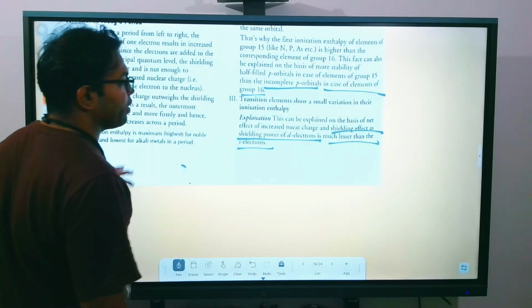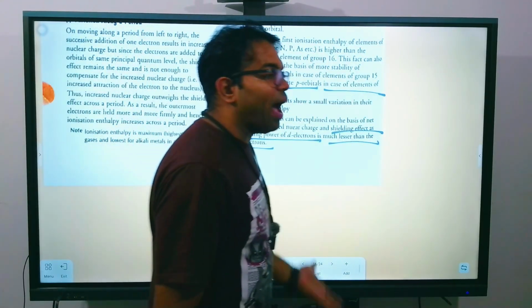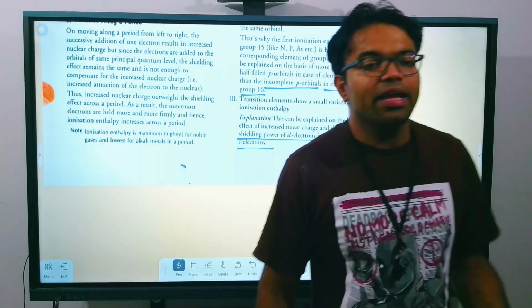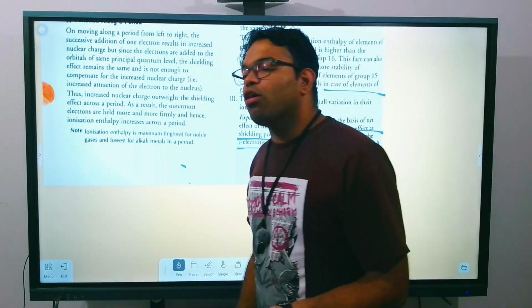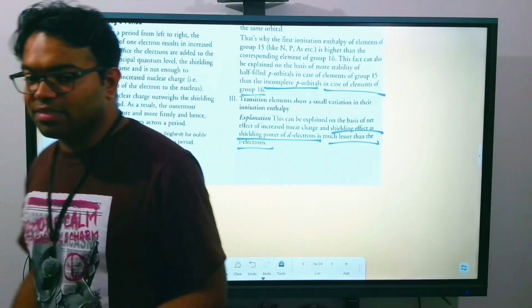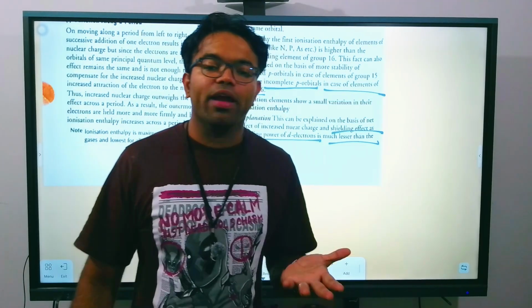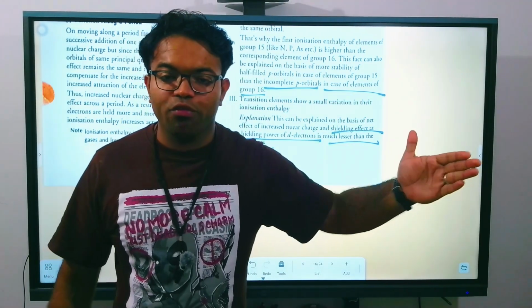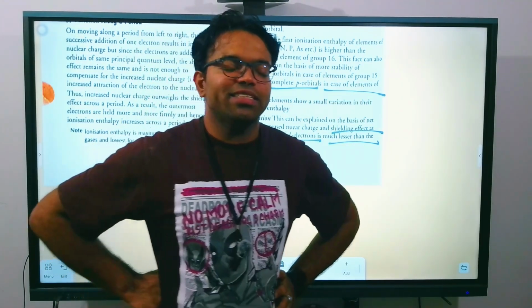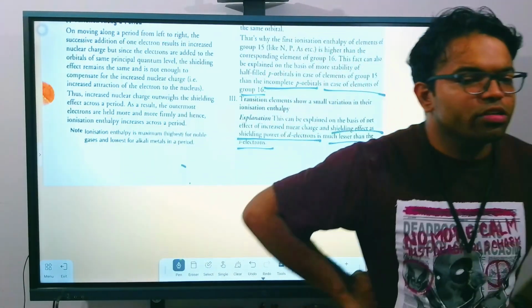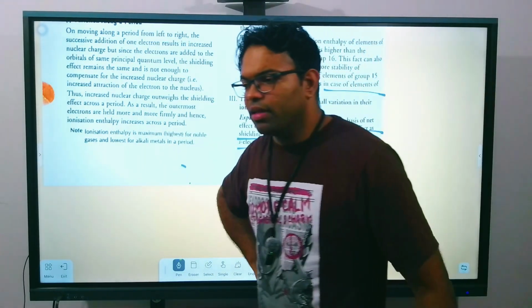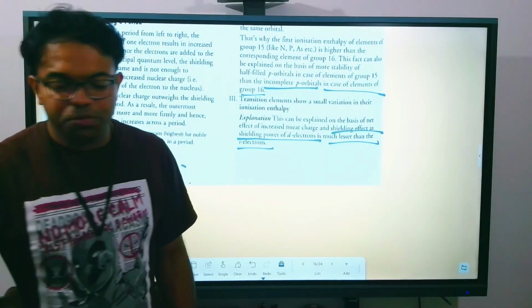That's all you need to remember. They are very, very bad at their job. That's the reason why, as we go from left to right in the d series, the d block elements, their ionization enthalpies usually are very, very similar. They do not vary as much.